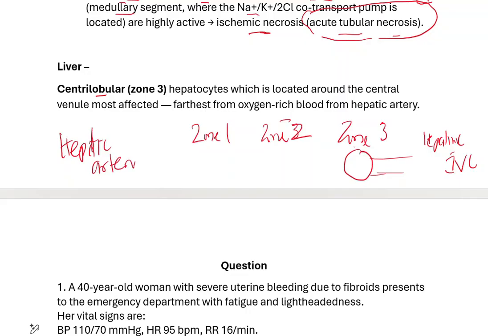So that means if blood is moving from zone 1 to zone 2 to zone 3, the area that will be far away from the blood supply is going to be zone 3. So that's why zone 3 is going to be more prone to hypoxia. Zone 3, which is the hepatocytes located around the central vein, is the most affected because it's very far away from the blood supply from the hepatic artery.